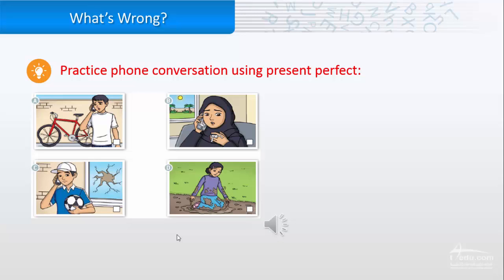Mum, I'm afraid I have some bad news. Bad news? Yes, I've had an accident on my bike. Oh, what happened? I was riding along the road. There was a big hole and I rode into it. Are you sure you are okay? Yes, thanks, Mum. I haven't cut myself, but I need a new bike.